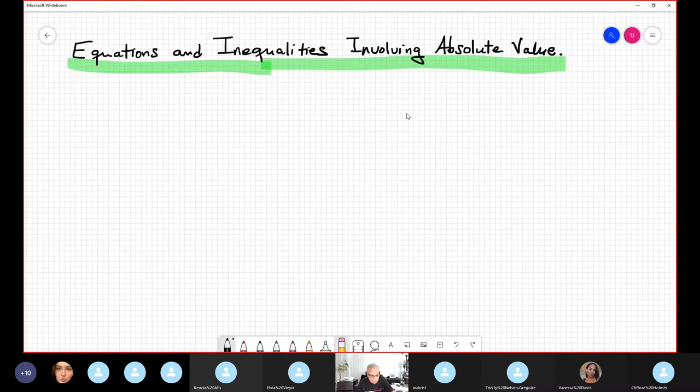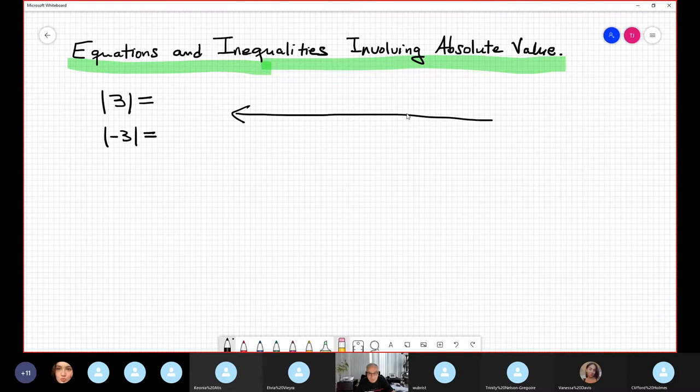Okay, let me refresh your memory about absolute value of one number, and what absolute value means geometrically. So we have the number line. And suppose I need to find the absolute value of positive 3. Positive 1, positive 2, positive 3. By definition, absolute value is the distance between 0 and the point inside the bars. So it is 1, 2, 3 steps, and the answer is 3.